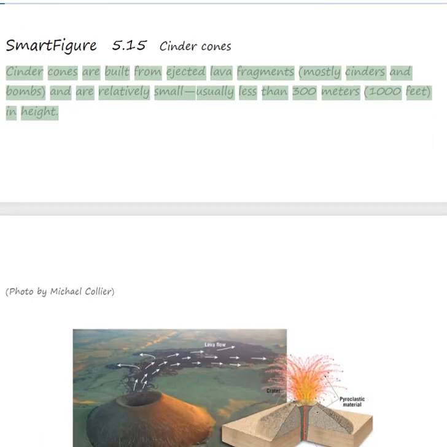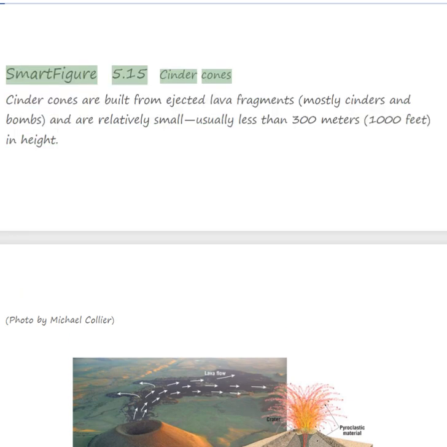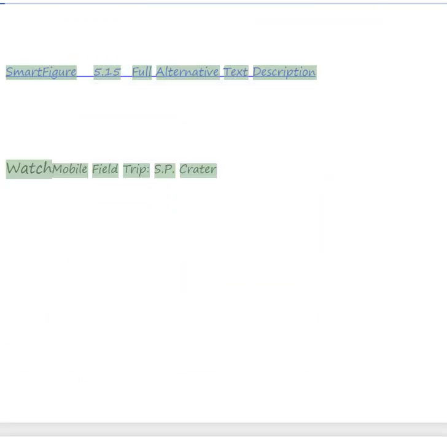Cinder cones are built from ejected lava fragments and are relatively small, usually less than 300 meters in height. Smart Figure 5.15 Cinder cones. Smart Figure 5.15 Full alternative text description. Watch mobile field trip, SP crater.